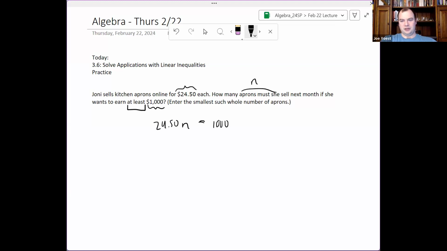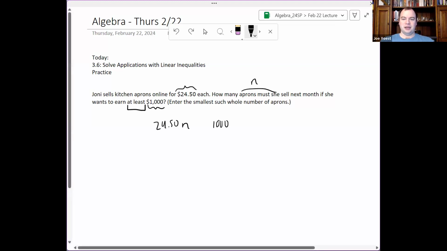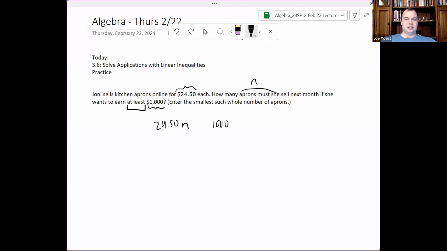Now, again, in a previous section, I might have just put an equals here and then solved my equation, but I want the earnings to be at least $1,000. So if the earnings are like $1,050, that satisfies it. It's at least $1,000. But if the earnings are exactly $1,000, that also satisfies it. 1,000 is at least 1,000, right? So this would be a non-strict inequality.